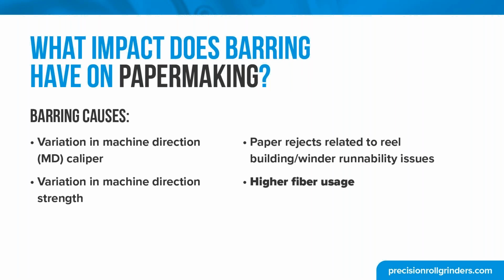So what impact does barring have on paper making? Well, barring causes variation in the machine direction caliper of the paper. Barring causes variation in the strength of the paper, also in the machine direction. Barring causes paper rejects related to reel building and winder runnability issues. And once again, barring can cause you to have to use more fiber on the paper machine. I'll talk more about that in coming slides.